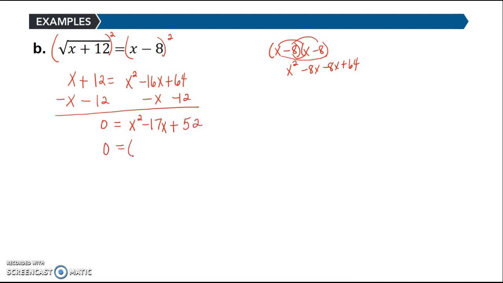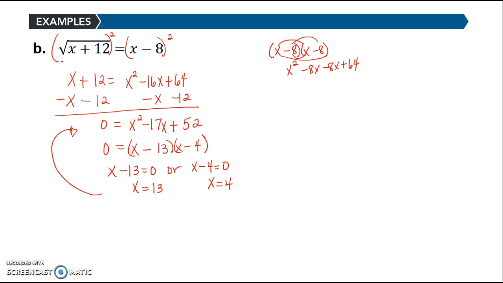And so now I need to find the factors of 52, whose sum is 17. So what is that going to be? 13 and 4? Yes. And I know they have to both be the same. They both have to be negative. So we have that x minus 13 is equal to 0, or x minus 4 is equal to 0. So our solutions are either 13 or 4. Looks lovely, looks like we could be done, but we're not. We have to go back and check, because these are the solutions of the quadratic, but not necessarily the original.